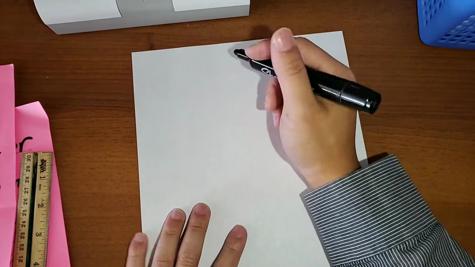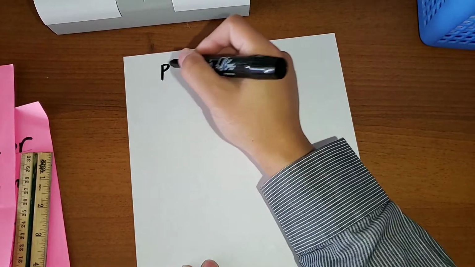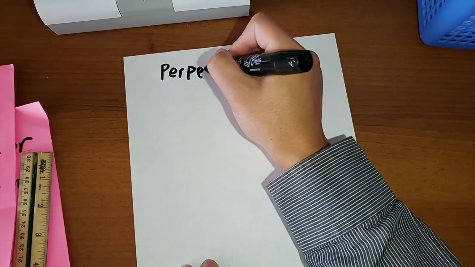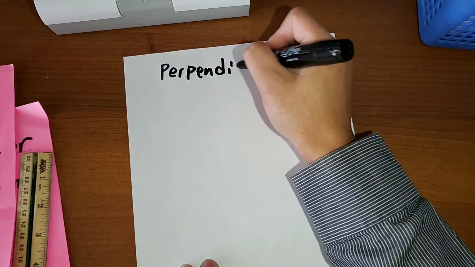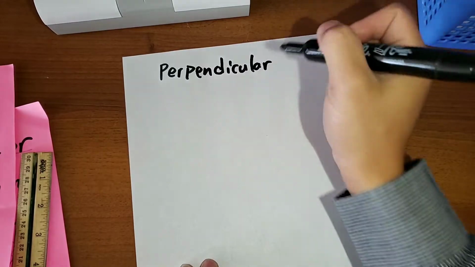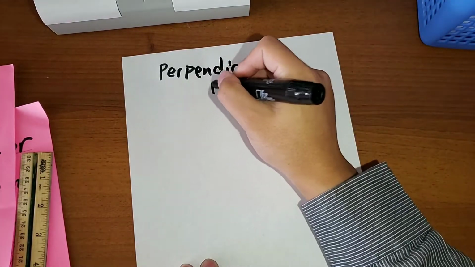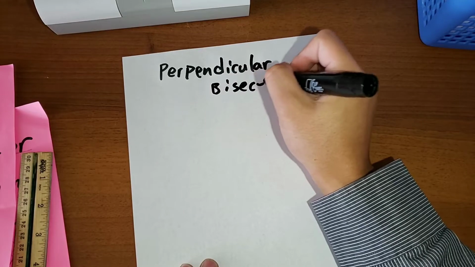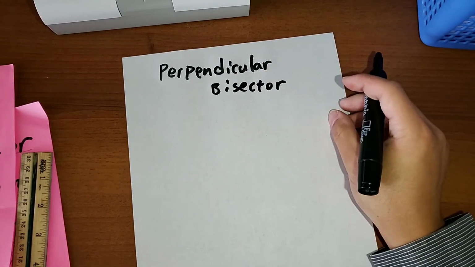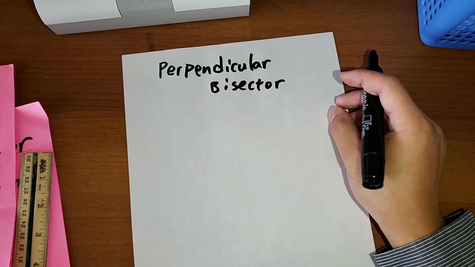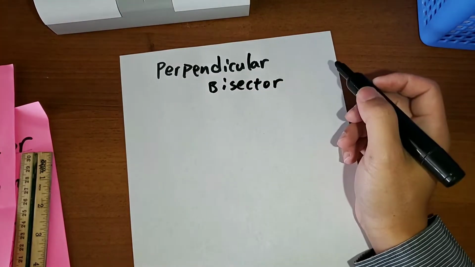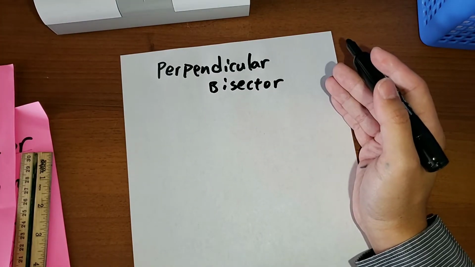Perpendicular bisector. I just want to clean the table a little bit, sorry. Alright, perpendicular bisector. Perpendicular, that's an A, bisector. If you have watched my angle bisector video, you know that bisector means divide something into two equal parts actually.